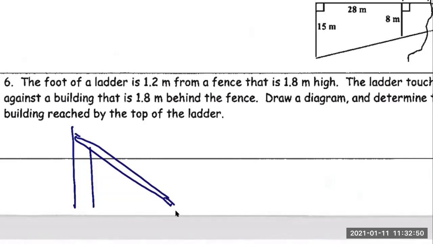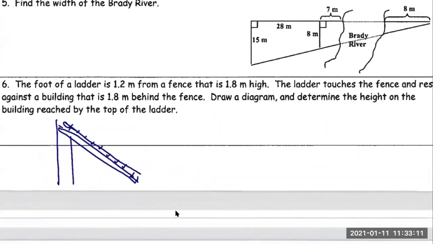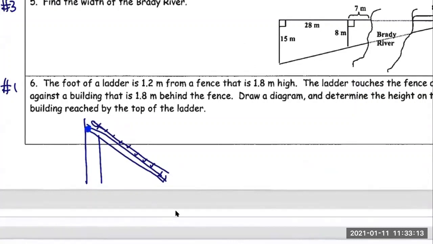If you want to make that look more like a ladder, picture the ladder resting against the building. Again, the description here: the foot of the ladder is 1.2 meters from a fence that is 1.8 meters high. The key word here is that it touches the fence. So this is the point where it touches the fence and rests against the building, so that the top rests against the side of the building. And then it wants you to draw a diagram.